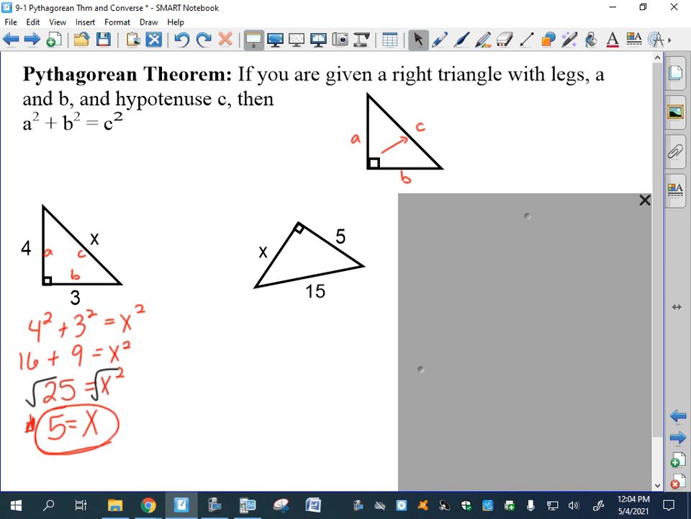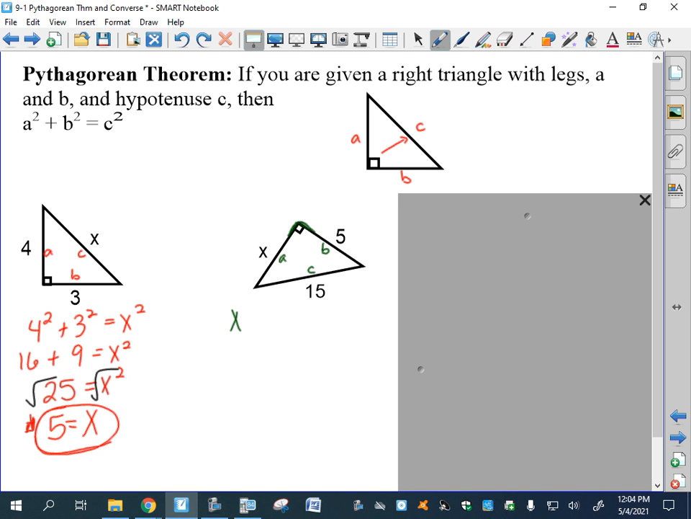Now let's label our sides. What side would be A? X. And B would be 5. And again, those can be interchangeable. I heard somebody else say 5 with A. It really doesn't matter as long as that part is the part that makes that right angle. So C is 15, the longer side across from the right angle.